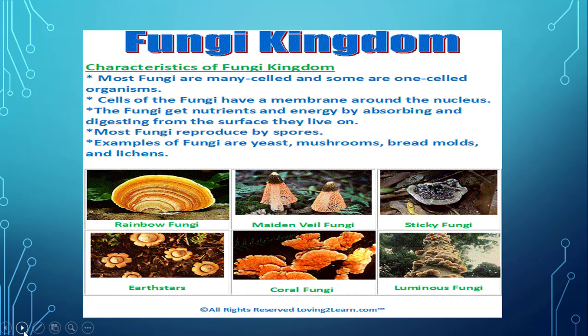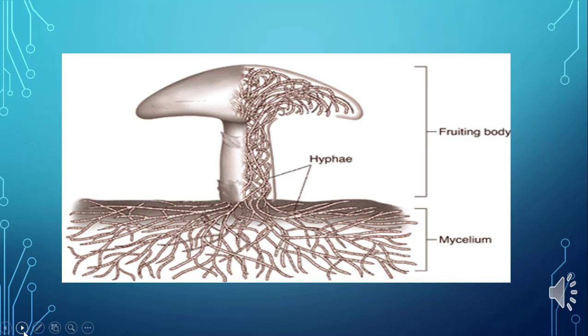What are the general characters of the Kingdom Fungi? Some fungi are unicellular and the majority are multicellular. Unicellular means the body is formed from one cell, but multicellular means the body is formed from many cells. Composed of filaments called hyphae that are collected together and form mycelium, like we show here in this picture.